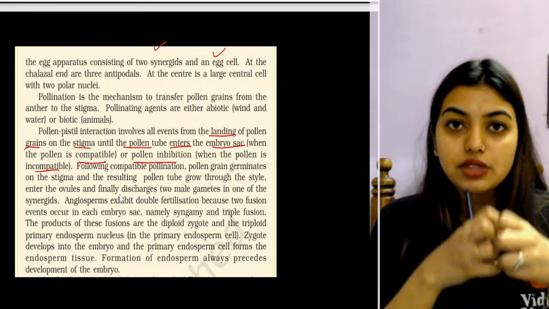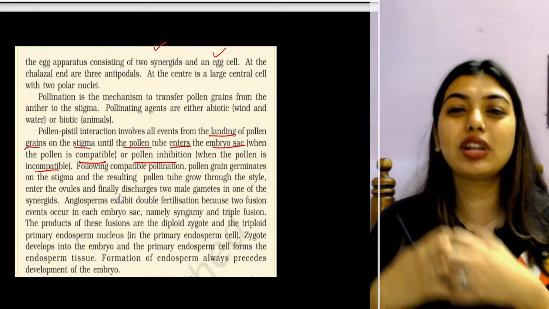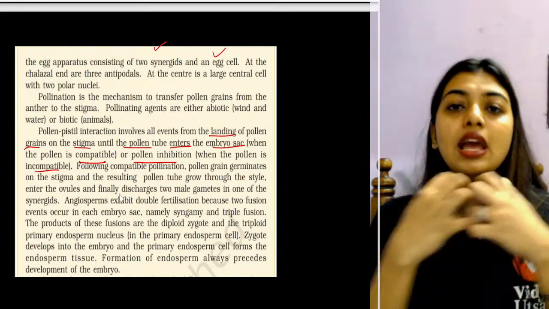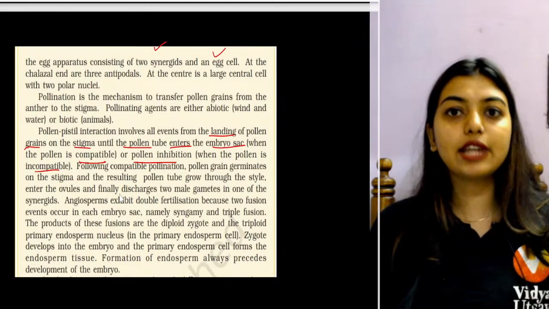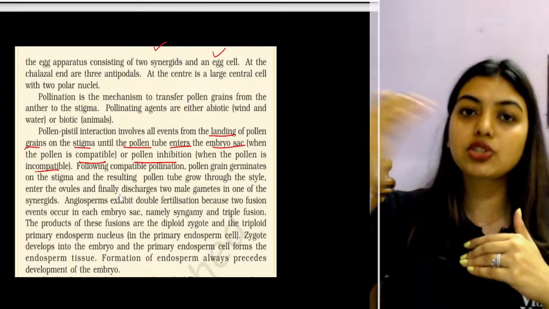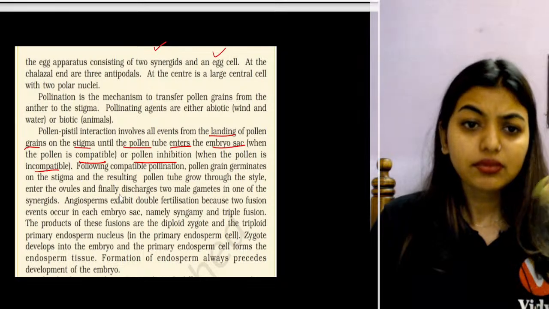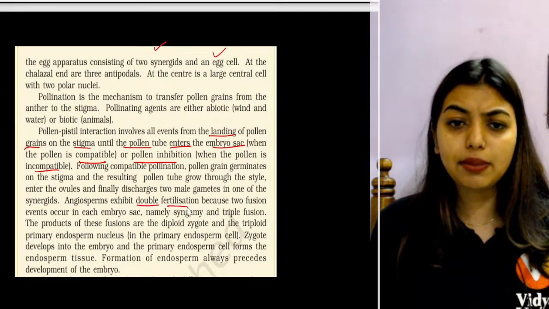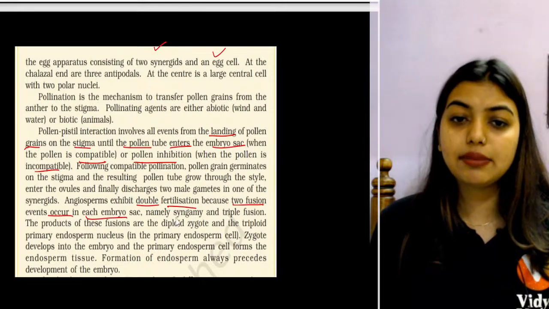The egg that fuses with the male gamete is called the zygote, and the one that fuses with the polar nuclei will be called PEN, that is primary endosperm nucleus. Primary endosperm nucleus further divides and becomes the endosperm, and the zygote will further become the embryo. The endosperm is going to give all the nourishment for the growing embryo. Clear? Chalo. Now, angiosperms exhibit double fertilization because two fusion events occur in each embryo sac, namely syngamy and triple fusion.